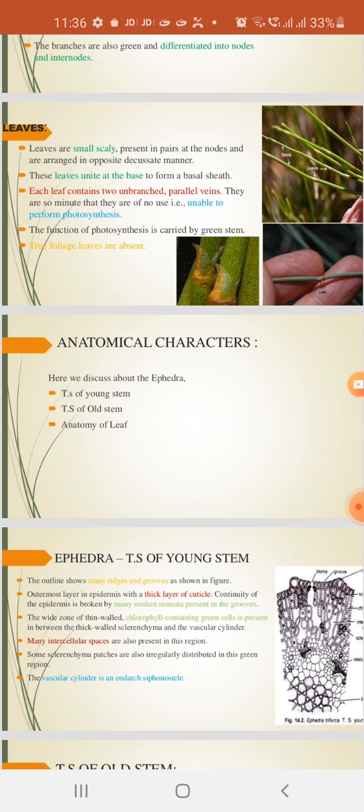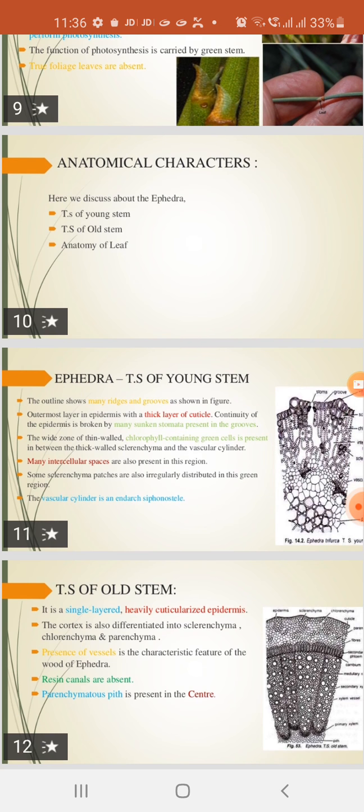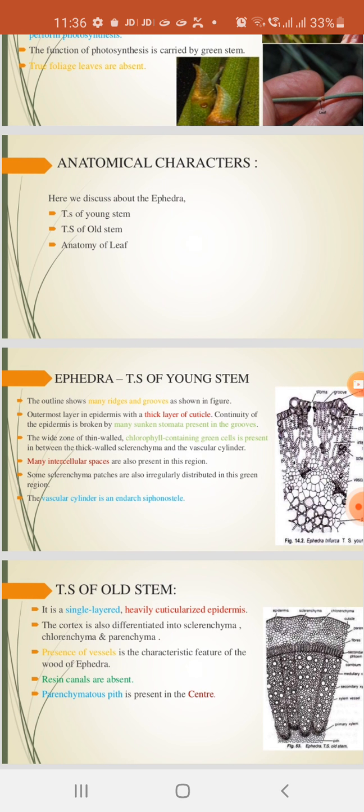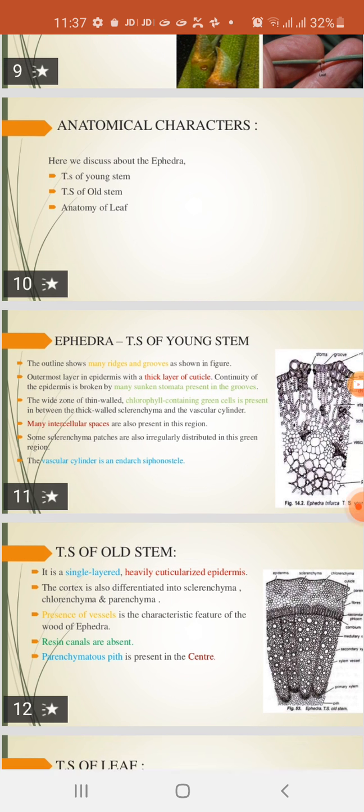Anatomically, we study the TS of the young stem, TS of the old stem, and anatomy of the leaf. In Ephedra, the TS of the young stem shows ridges and grooves. It has a thick layer of cuticle and sunken stomata. Chlorophyll-containing green cells are present, along with intercellular spaces, and it has a vascular cylinder, that is an endarch siphonostele.